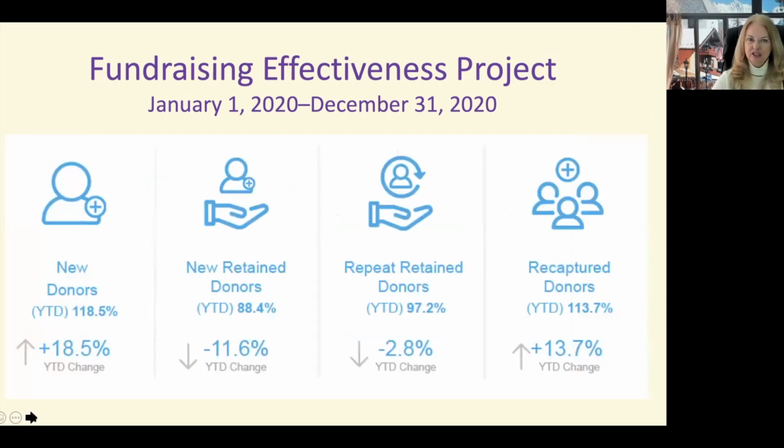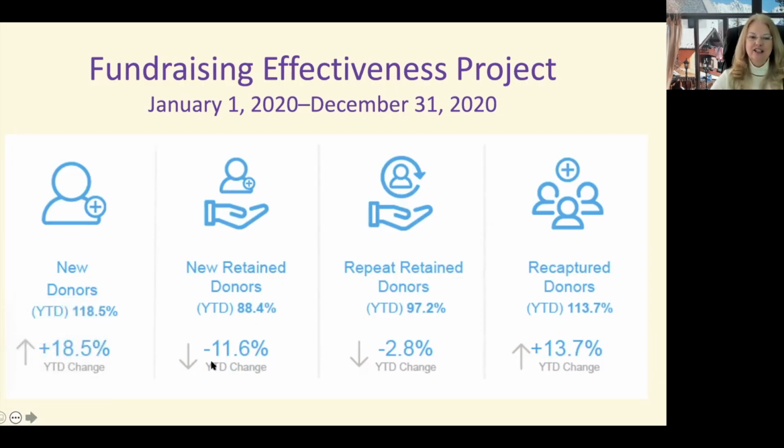Okay, so let's take a look at new donors. This is the place where, as a new nonprofit, it is very good news for you. New donors were up 18%. New retained donors were down. So these were donors who gave in 2019 but did not give in 2020. And repeat retained donors were down 2.8%. But the recaptured donors, meaning donors who had fallen away from nonprofits and came back, were up 13%.